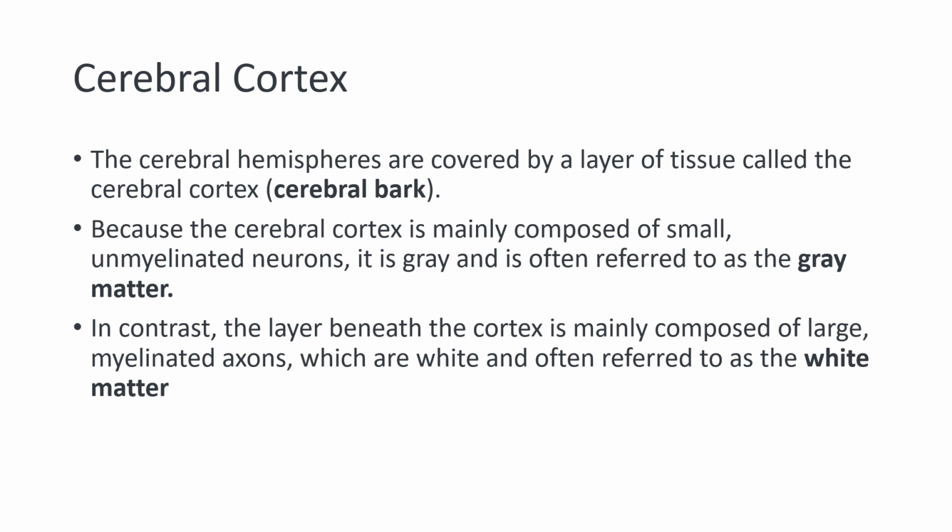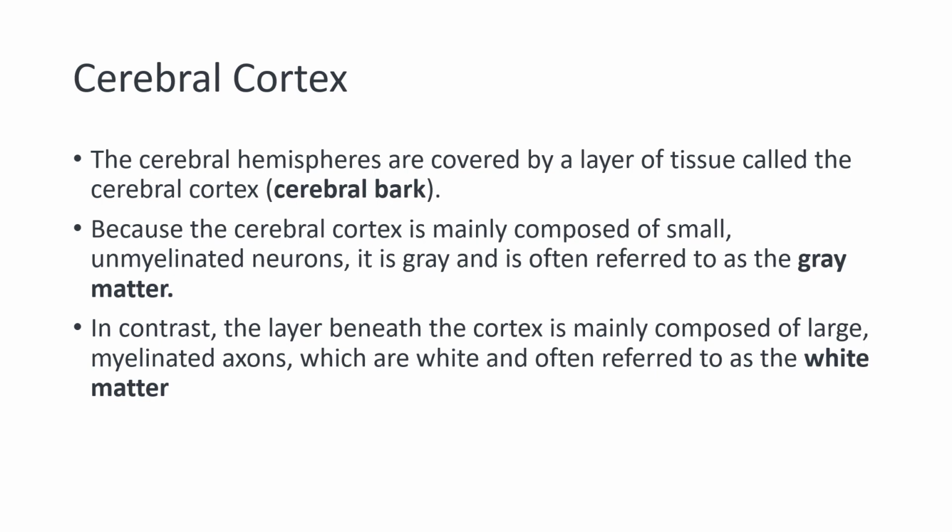So, what exactly is the cerebral cortex? The cerebral hemisphere is covered by a layer of tissue that is called the cerebral cortex. This cerebral cortex is basically made up of neurons whose axons are not myelinated. Because they are unmyelinated, they appear gray and are referred to as gray matter. In contrast, the layer beneath the cerebral cortex is made up of neurons that are myelinated. Because of its myelination, it appears white, hence it's called white matter.